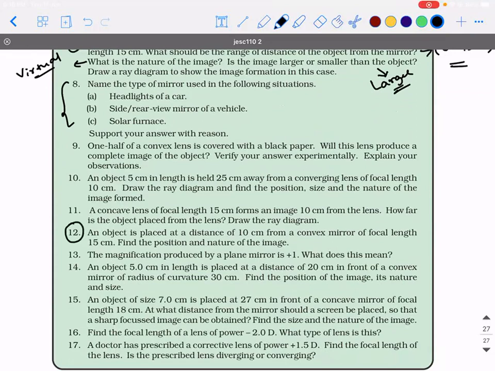An object is placed at a distance of 10 centimeter from a convex mirror of focal length 15 centimeter. Find the position and nature of the image. Guys, 2 minutes time, solve it and tell me. 6:10 is the time, by 6:12 I'll ask you. Do it fast.